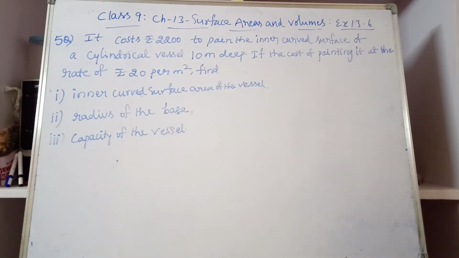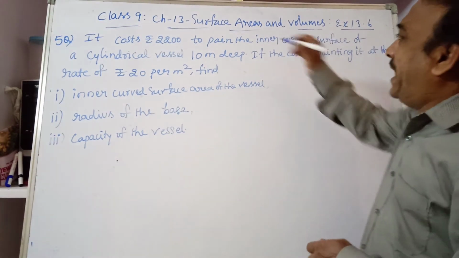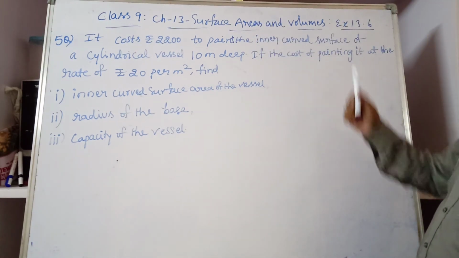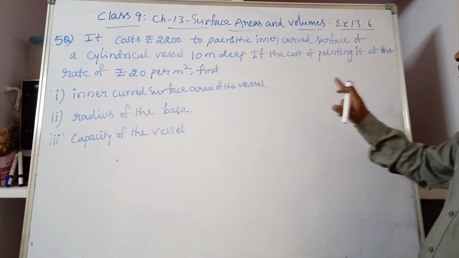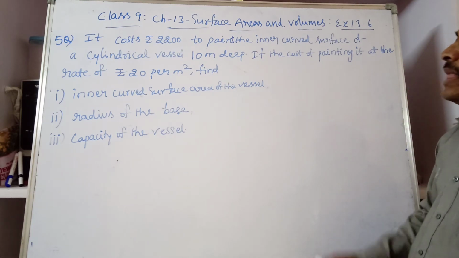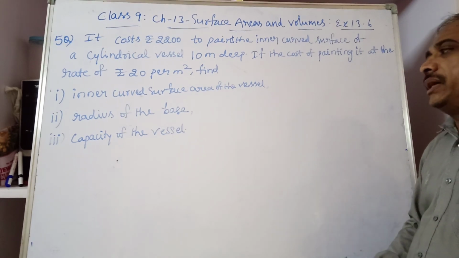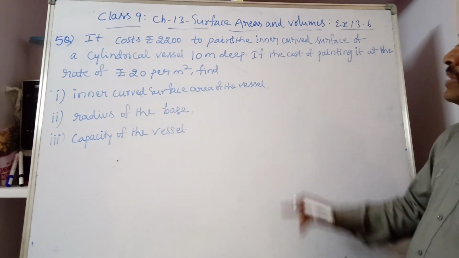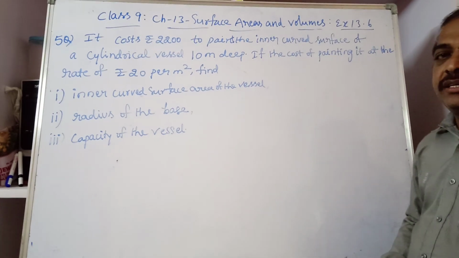Now see question number 5. It costs rupees 2200 to paint the inner curved surface area of a cylindrical vessel 10 meters deep. If the cost of painting is at the rate of rupees 20 per meter square, find the inner curved surface area of the vessel, the radius of the base, and the capacity of the vessel. You have to calculate all this.